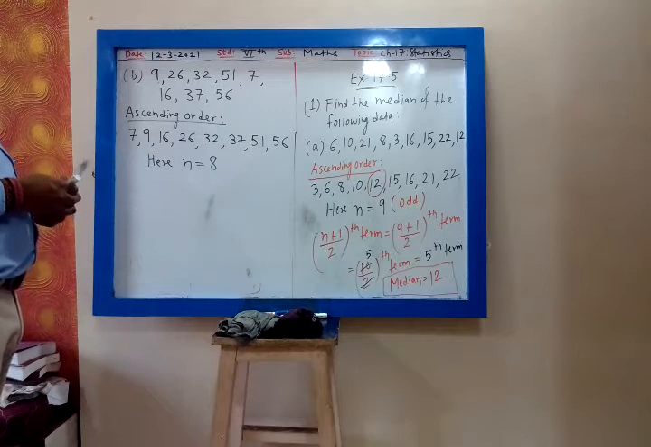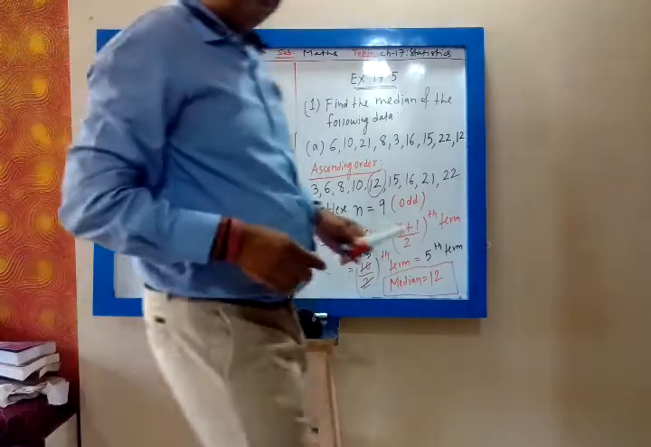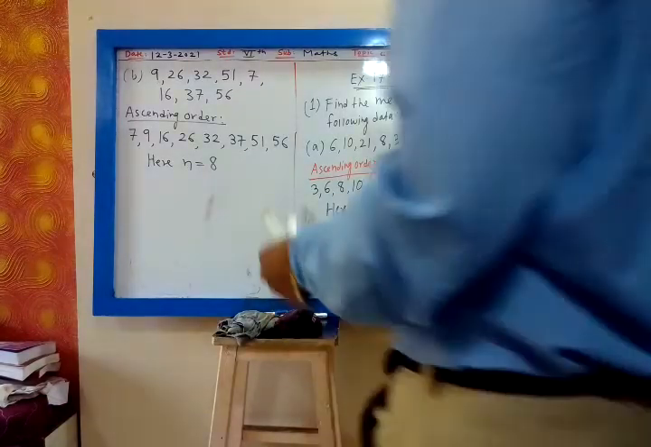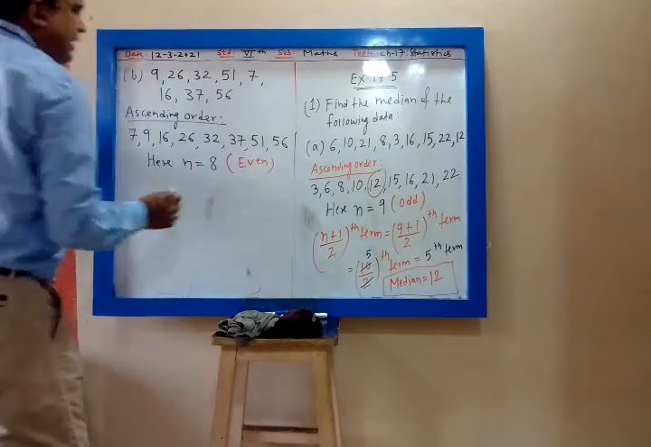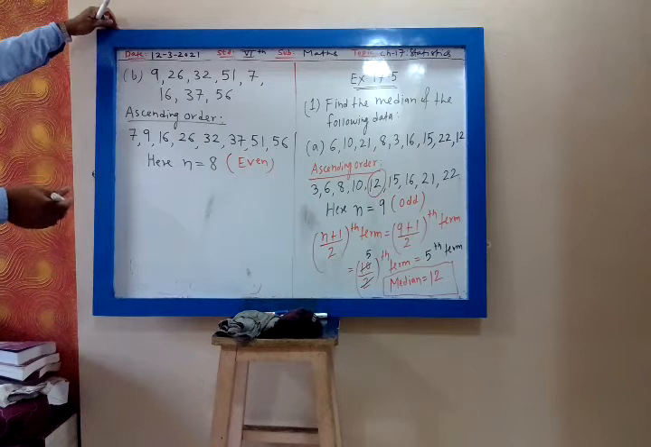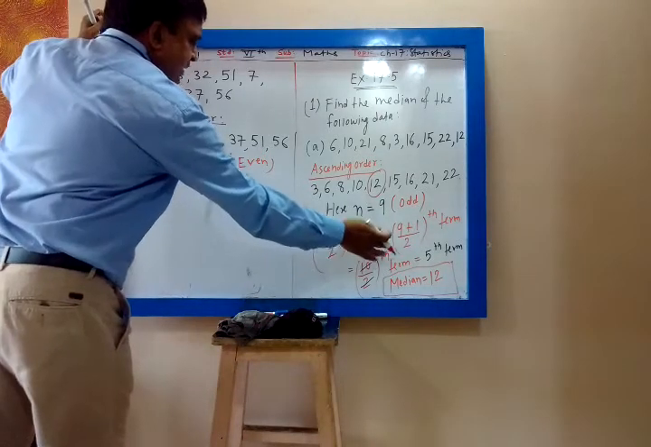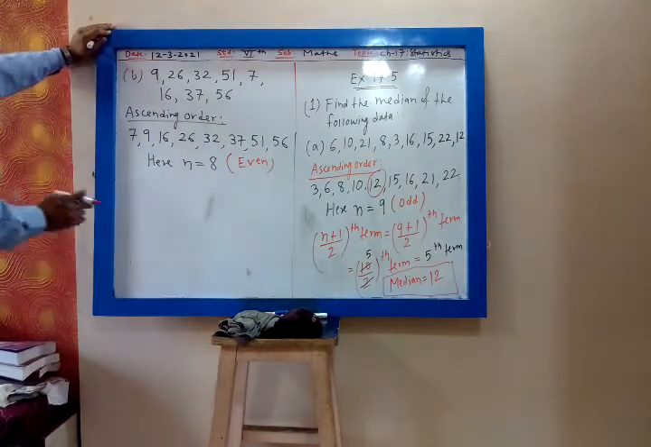What is 8, odd or even? Even number, divisible by 2. So n is 8, and 8 is an even number. So whenever it is an even number, my dear, we use a different formula.